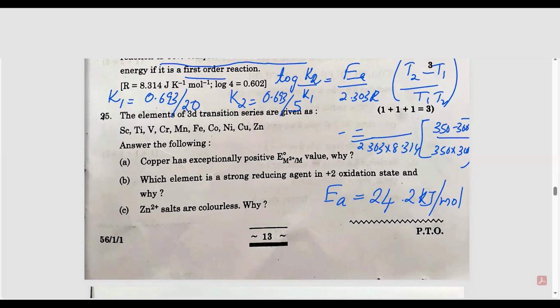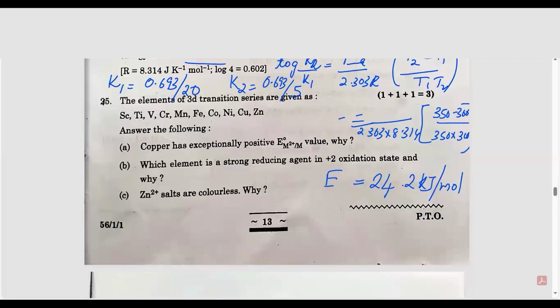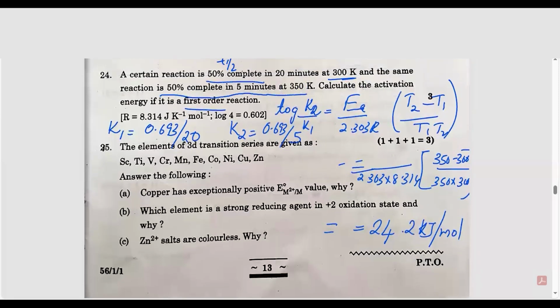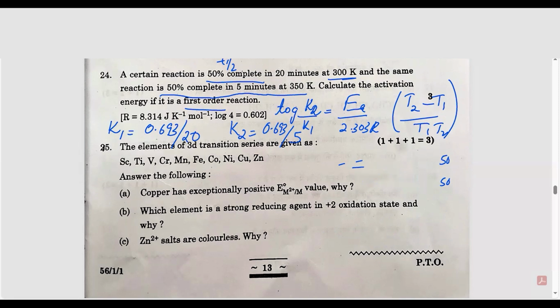Copper has a property for which two important points you have to mention here: high enthalpy of atomization of copper and low enthalpy of hydration. It's a 1 mark question, right? So just write down these points. High enthalpy of atomization means we have to apply a large amount of energy to convert copper to copper 2 plus ions.